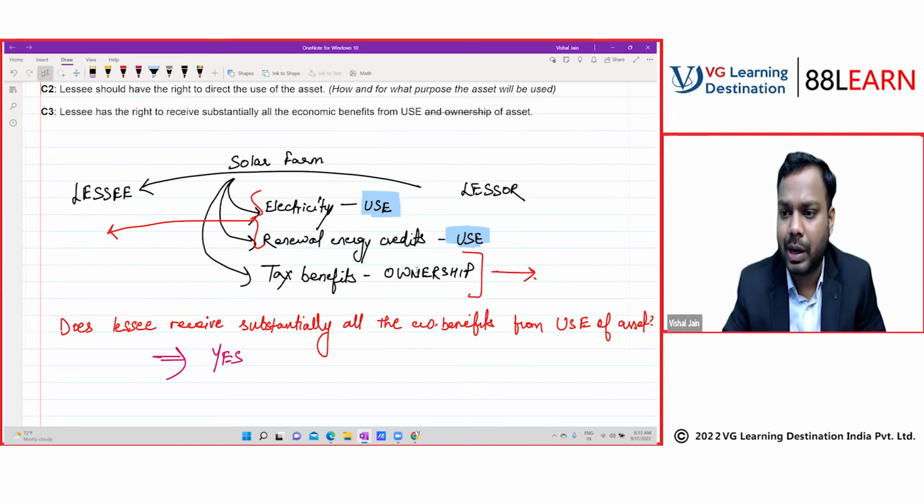So as long as electricity and renewable energy credits are with the lessee, I can say that condition number 3 is getting satisfied. Condition number 3 is getting satisfied.